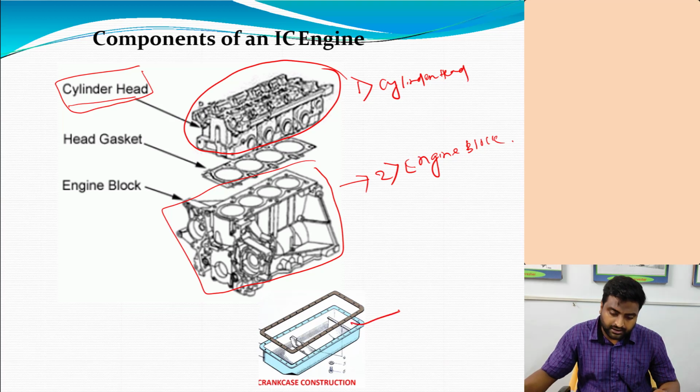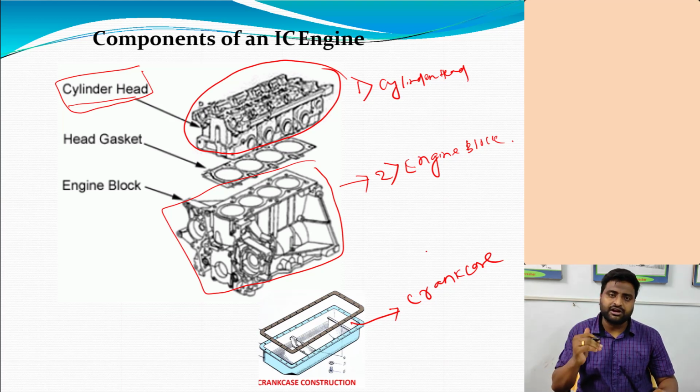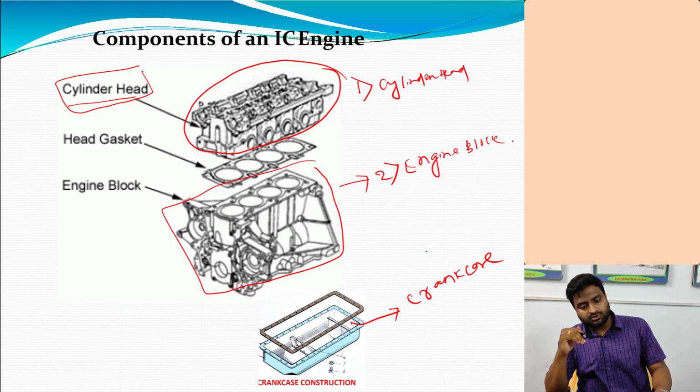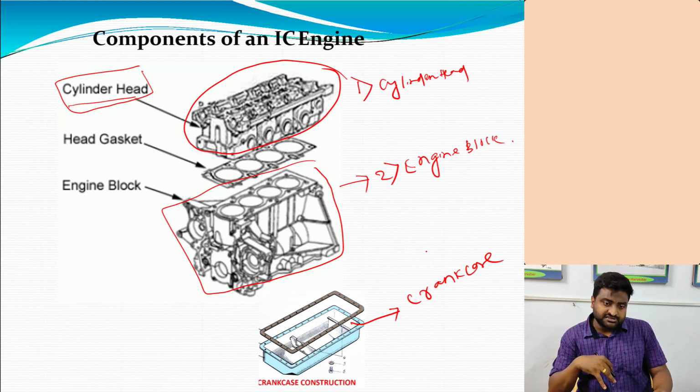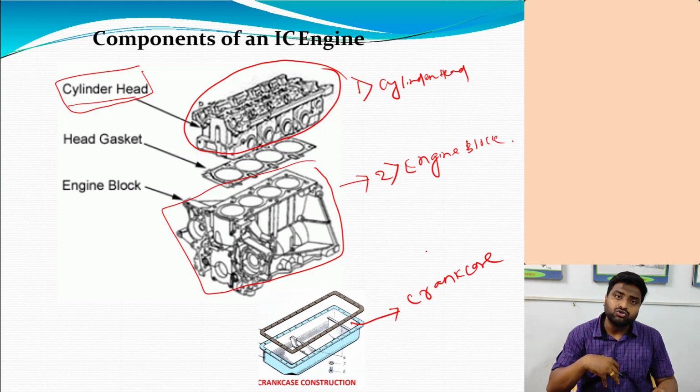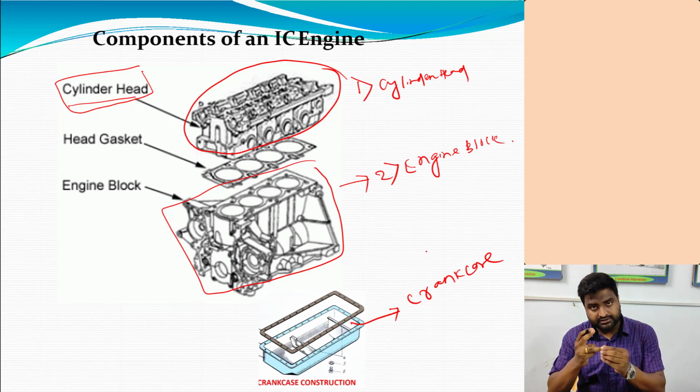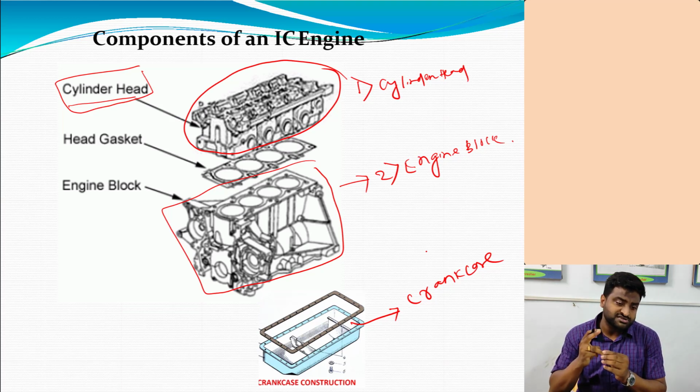And the bottom part is known as the crankcase. So inside these three things, several parts will come. That's why I have told you that all the IC engines are basically divided into three types. What are those? One is the cylinder head. The top portion is known as the cylinder head. The middle portion is known as the engine block, and the bottom portion is known as the crankcase.